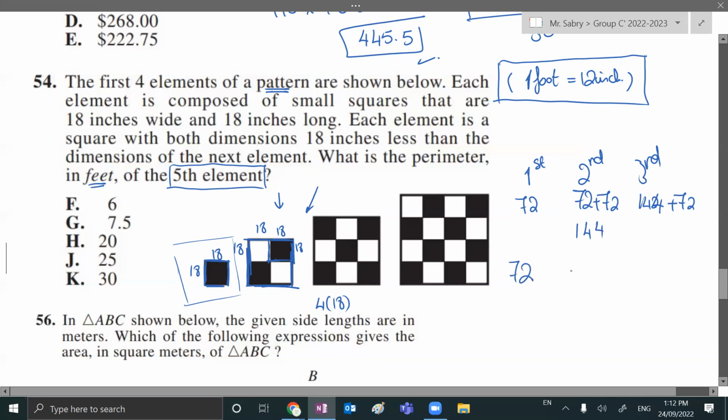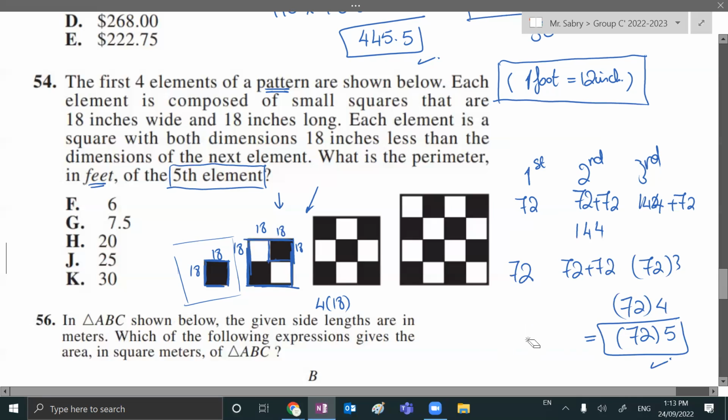If the first one is 72, the next one is 72 plus 72. The next one is 72 times 3, 72 times 4. And apparently the fifth will be 72 times 5. So 5 times 72 should give you the length in inches. Can someone please calculate that for me? 72 times 5.